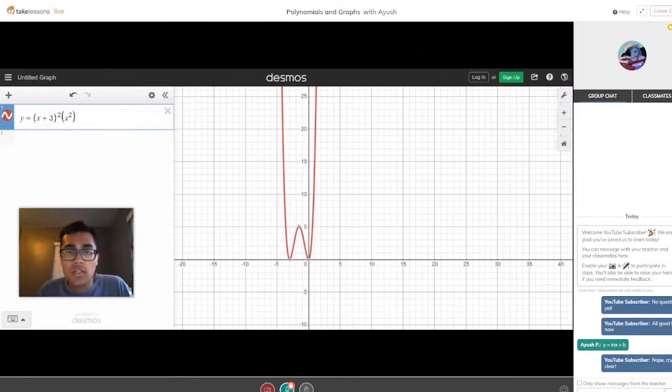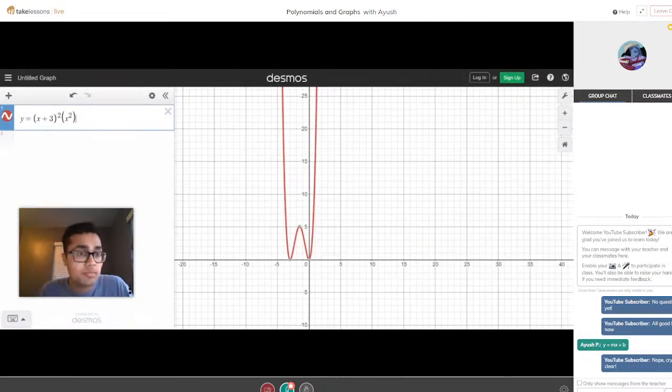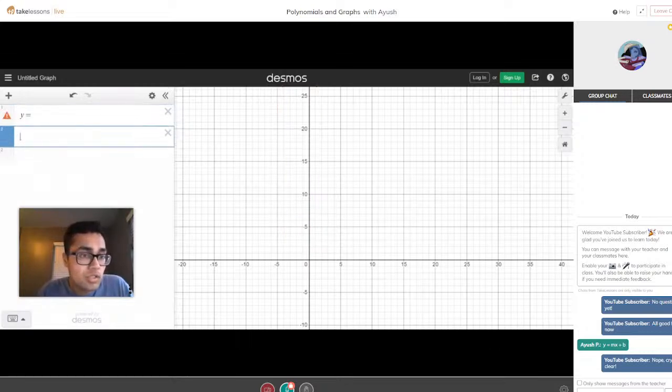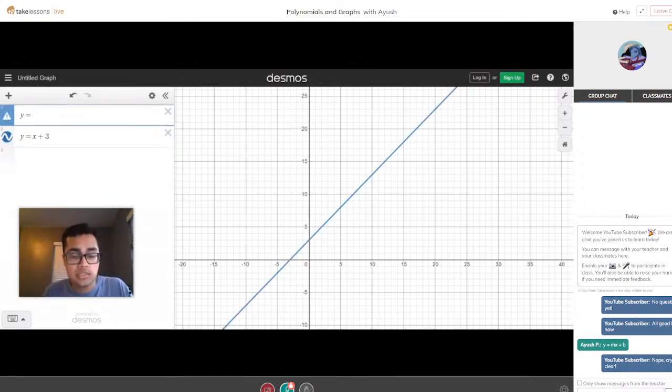Awesome. All right, so we're back to this, and remember before we had a quartic equation, but we're not going to do that anymore. Desmos is good because you can actually enter multiple equations, right? So here's one line, and here's another line.